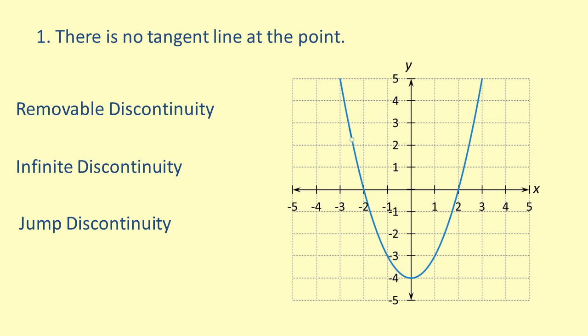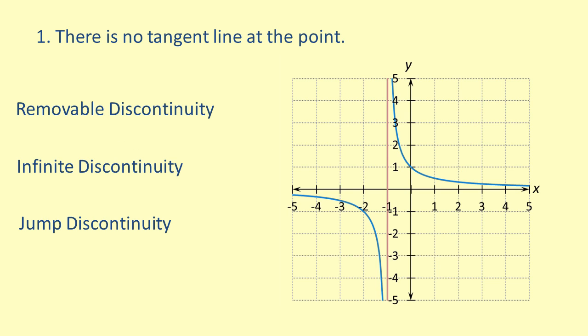Remember, if a function is not continuous, it cannot be differentiable. Here are the three types of discontinuities that a function could have. If there is a hole in the function, such as this open circle at the point negative 2.5, 2.25, then a function is said to have a removable discontinuity at x equals negative 2.5.